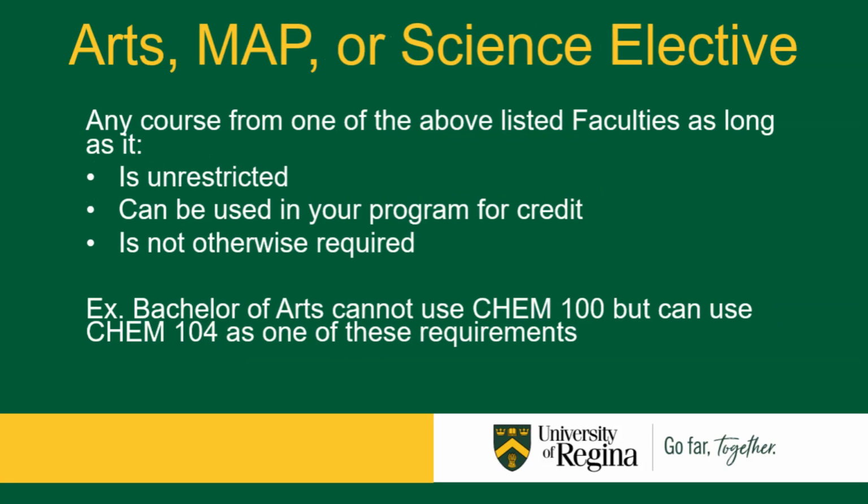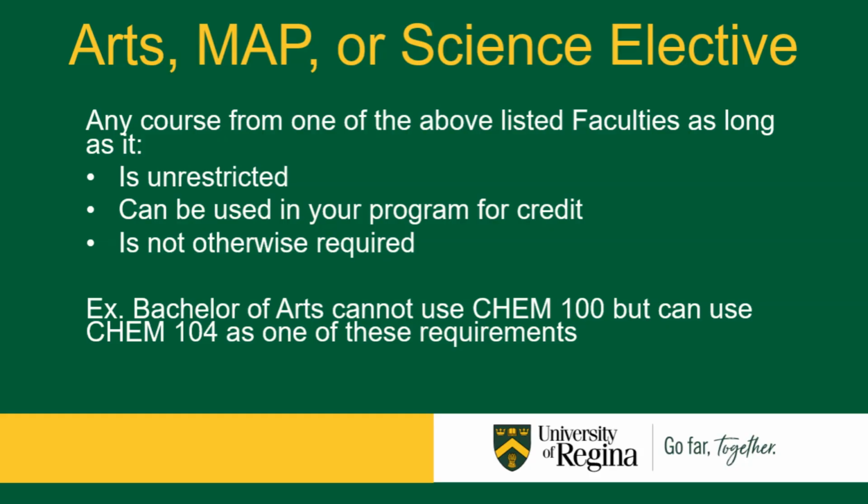An arts, MAP, or science elective would be any credit course from any of those three listed faculties as long as the course is unrestricted, can be used for credit within the program, and is not otherwise required. It's very similar to an open elective but must come from one of those three specified faculties.